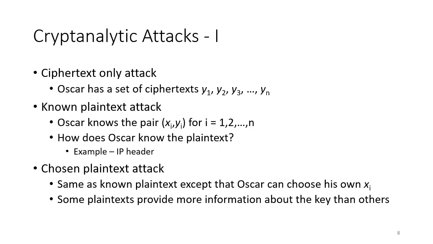In the same way, you can imagine a chosen plain text attack. Here, Oscar can choose the plain texts that are going to be encrypted. Imagine that there's a black box and Oscar inputs these plain texts and obtains the ciphertext, and his goal is to find the key, which he's unable to do right now. Because some plain texts provide more information about the key than others, the chosen plain text attack is a little bit stronger than the known plain text attack.